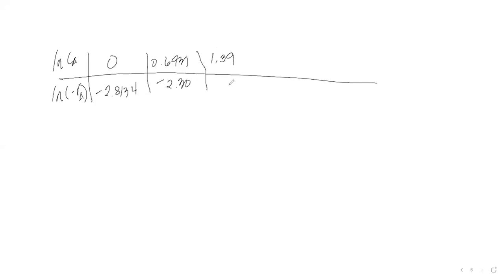1.39. Okay, ln of 0.25, negative 1.39. Then we have ln of 6, 1.7917. And ln of 1, so this is a 0. Then ln of 7, 1.95. Then ln of 2, 0.693.